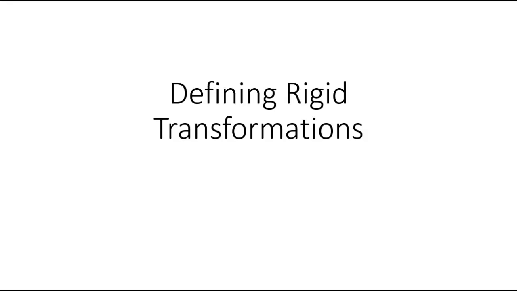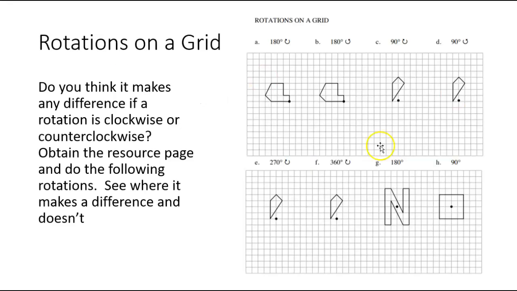In this lesson, we are going to, again, focus a little bit more on rigid transformations, which are your rotations, reflections, and translations. So the first thing that you should have is a resource page that starts off looking like this, rotations on a grid. Do you think it makes any difference if a rotation is clockwise, meaning it goes around the clock in that direction, or counterclockwise, which is going the opposite direction?